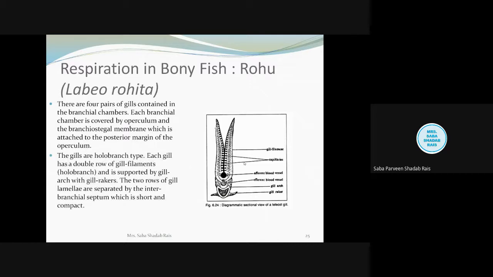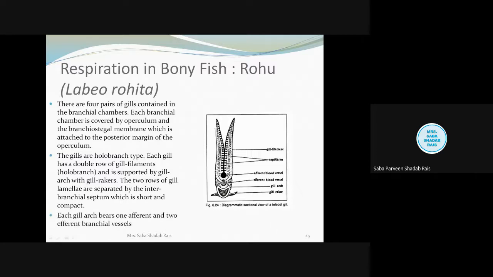When we talk about the type of gills, note down that the gills are hollow branch type. Each gill has a double row of filaments, as you can see here. Now all these hollow branches will be supported by the gill raker as I have shown in the earlier diagram. The two rows of gill lamellae are separated by the interbranchial septum. This interbranchial septum, you can see, is very short and compact.